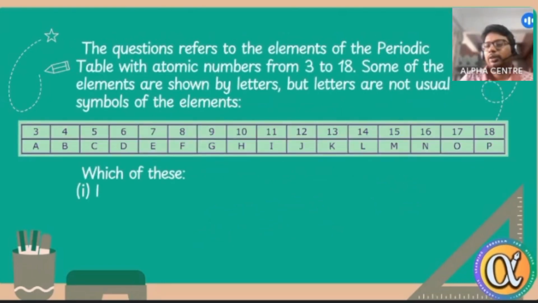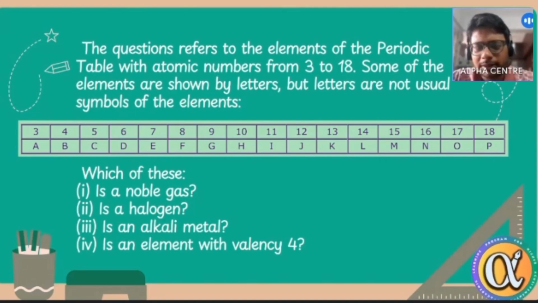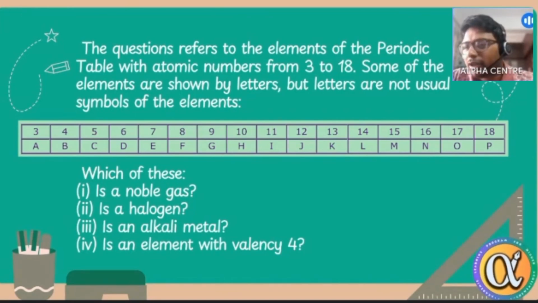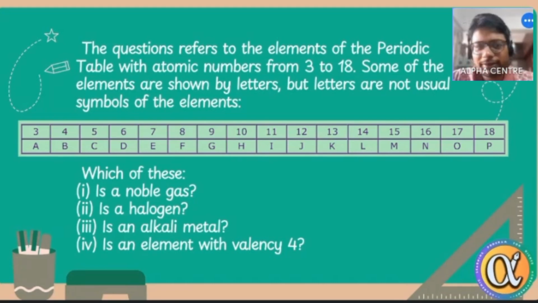Now, table-based questions are also very common in this chapter. Here you have a small table where the atomic number is written at the top and the elements are written with some random symbols. These are not the original symbols. While answering these kinds of questions in your board examination, even if you're able to identify the element, try not to, because that might be counterproductive. The question refers to the elements of the periodic table with atomic number 3 to 18. Some of the elements are shown by letters, but the letters are not the usual symbols of the elements.